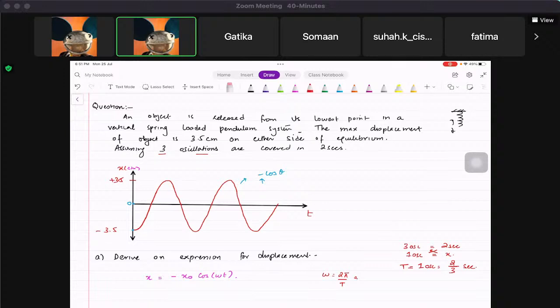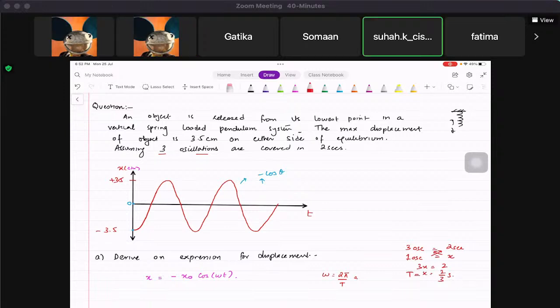Again, look at this. What I did was, if 3 oscillations are done in 2 seconds, then 1 oscillation is done in how many seconds? So we're going to cross multiply this. So this will be 3x equals to 2. So x will be 2 by 3 seconds. So that is the time period. Everybody understands this?